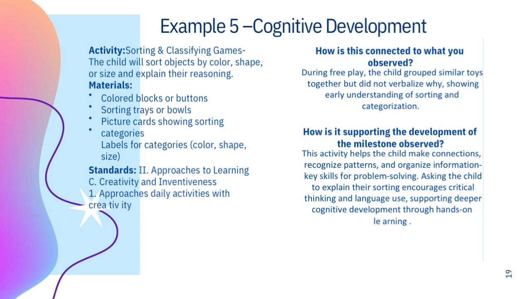Finally, example 5, cognitive development. The activity will be sorting and classifying games. The child will sort objects by color, shape, or size and explain the reasoning. This activity helps the child make connections, recognize patterns, and organize information, key skills for problem solving.